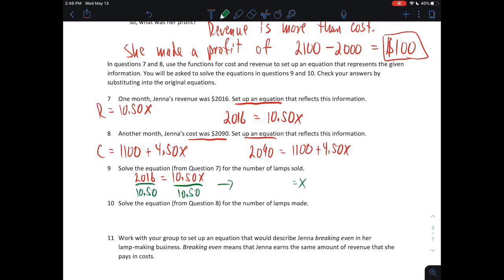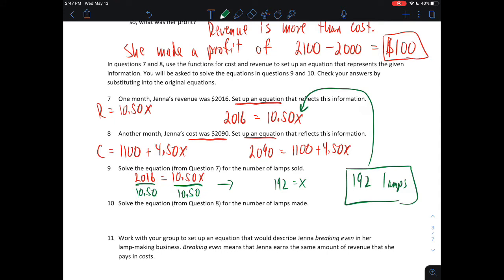So take 2016, divide by 10.50, and you should get 192. So 192 lamps. That's the answer for number 9. How would you check that that's true? Take that number and plug it into the equation you had in number 7 and just check. What is 10.50 times 192? It's 2016.